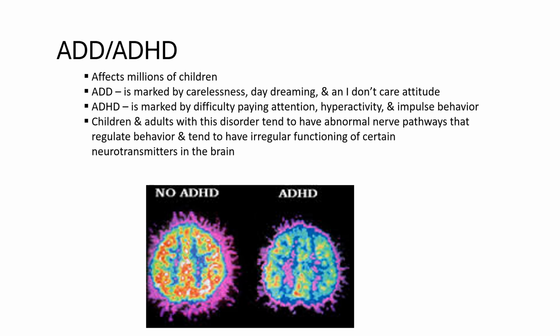ADD and ADHD affect millions of children. ADD is marked by carelessness, daydreaming, and an I-don't-care attitude, whereas ADHD is marked by difficulty paying attention, hyperactivity, and impulsive behavior. Children and adults with this disorder tend to have abnormal nerve pathways that regulate behavior and tend to have irregular functioning of certain neurotransmitters in the brain.